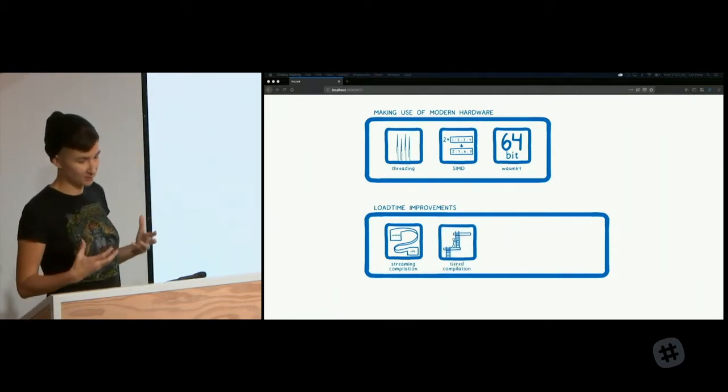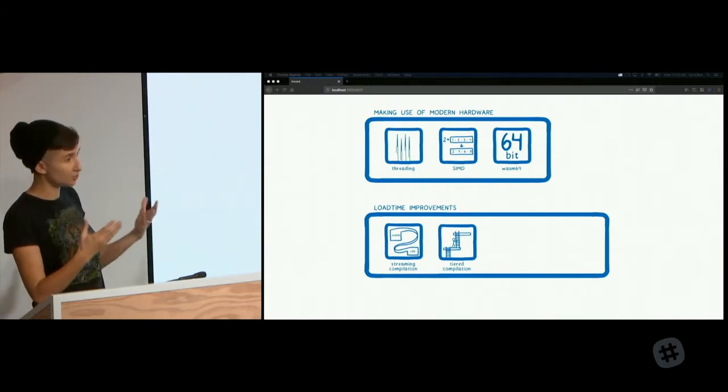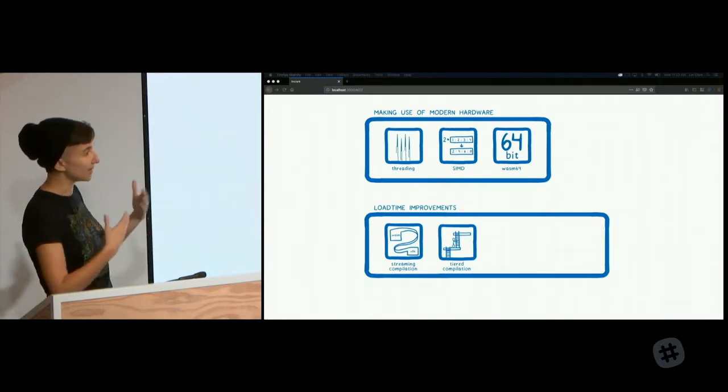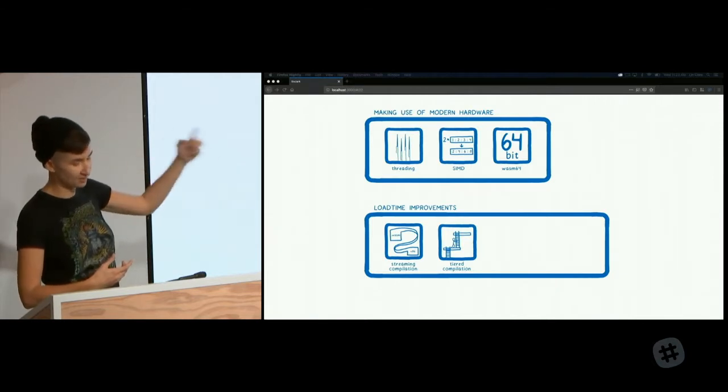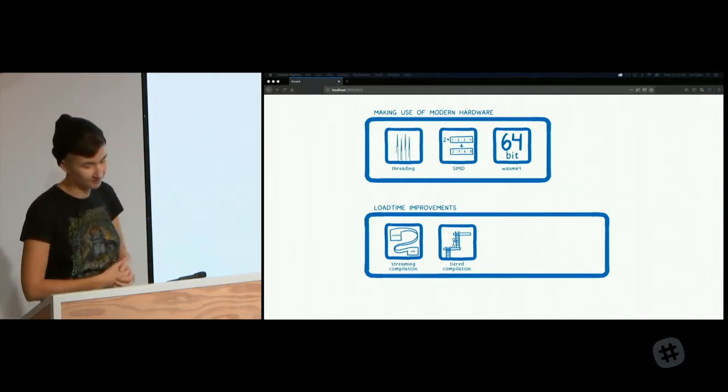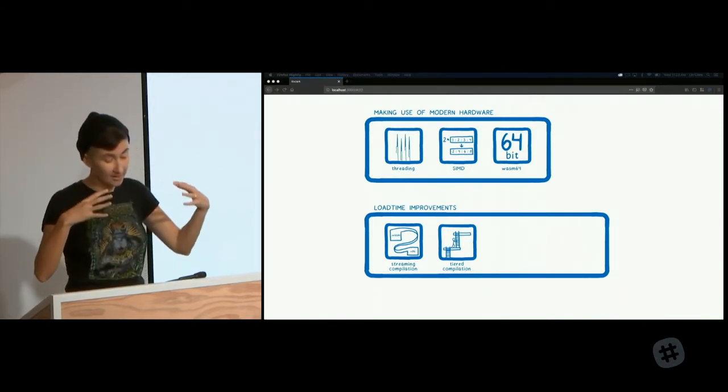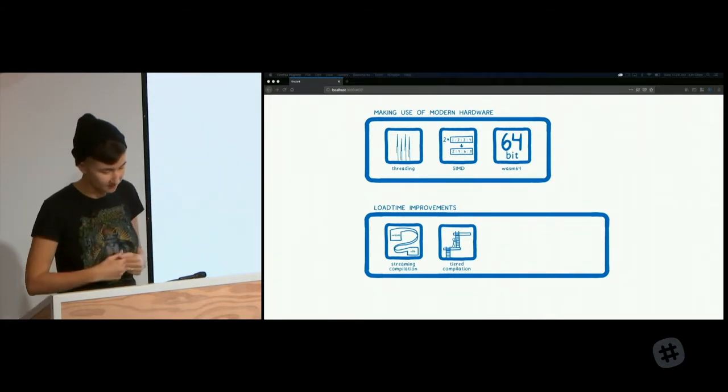Tiering your compiler also helps. So in Firefox, we actually have 2 compilers. The first one's called the baseline compiler, and that kicks in immediately. That's the one that's streaming and getting your file compiled really quickly so you have a fast load time.